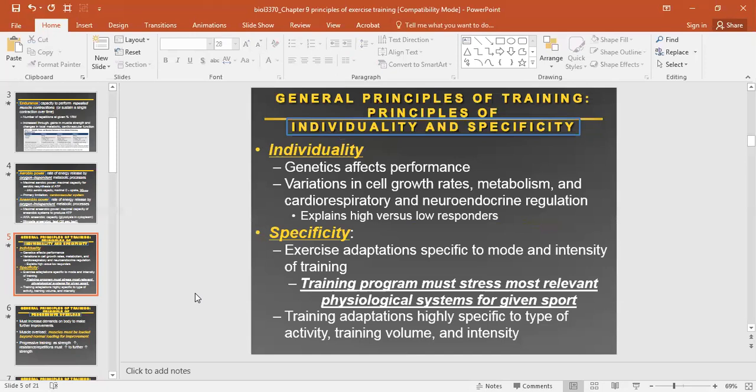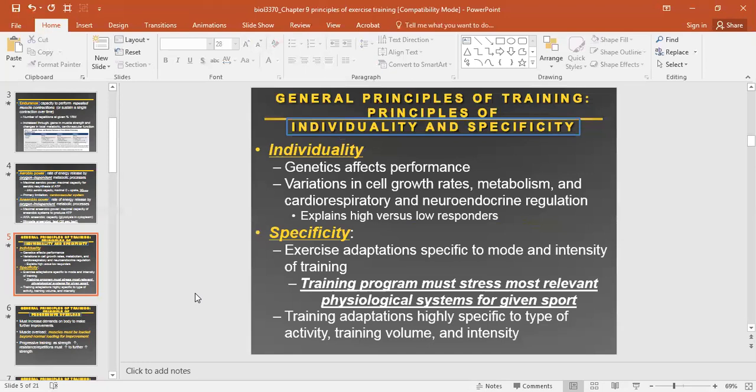Do they want to lose weight? Do they not want to lose weight? Do they want to gain weight? Do they want to gain cardiovascular endurance? Do they want to gain strength? So you have to just ask a lot of questions at the start because programs are very individual. And individuality depends on genetics. Remember, athletes are born and not made. So we are born with a certain ability to perform either cardiovascular or strength exercise.